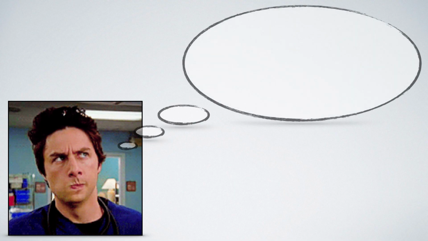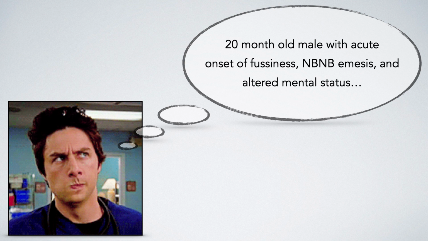So my one-liner for this patient would be a 20-month-old male with acute onset of fussiness, non-bloody, non-bilious emesis, and altered mental status. Dr. Ogle will pause the video so that you can discuss the differential for vomiting in this patient.